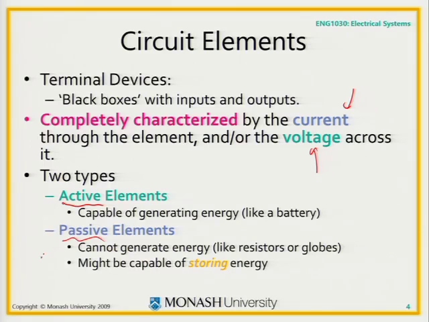Then we've also got passive elements. Now these elements, as the name suggests, are passive, and they cannot generate energy. All they do is dissipate or store energy. And these are things like resistors or your friendly light globes that you put into your ceilings. So those are just 2 examples.